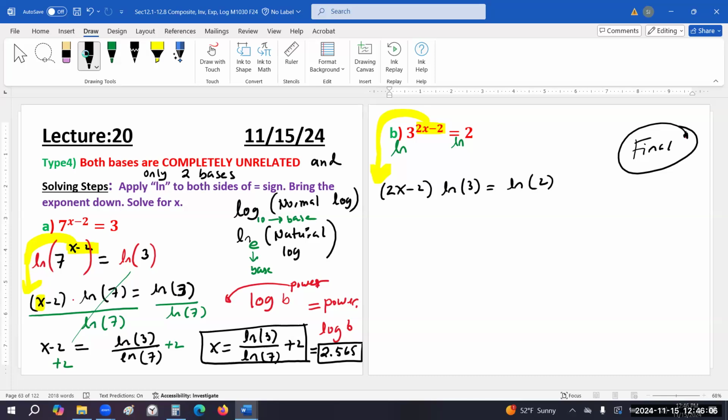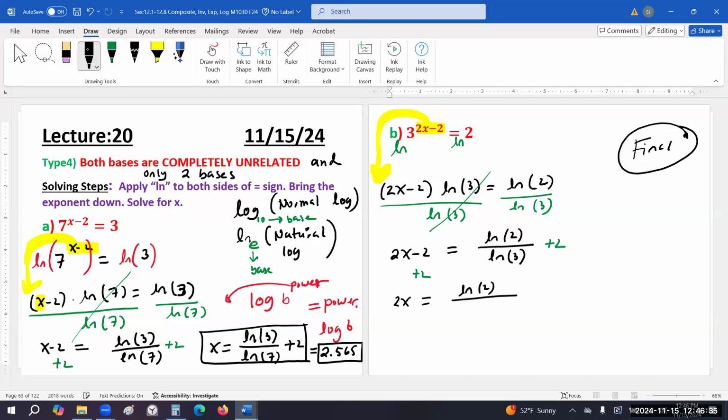Julia, what is our next step? We divide by ln of 3. So we get 2x minus 2 is ln of 2 over ln of 3. Stephanie, what is our next step? We add 2. So 2x is ln of 2 over ln of 3 plus 2. Ryan, what is our last step? Wonderful. We divide everything by 2.